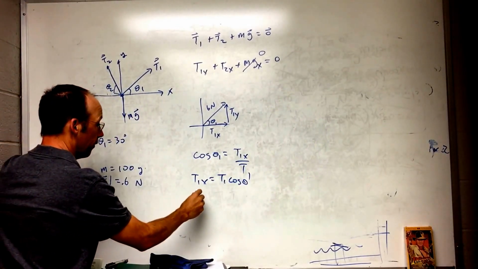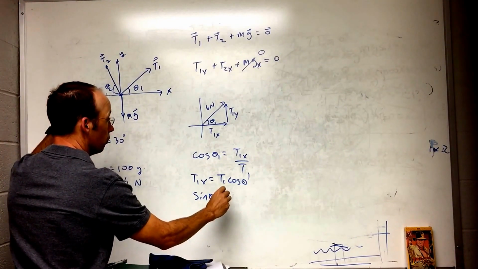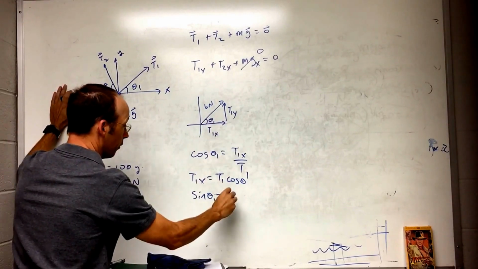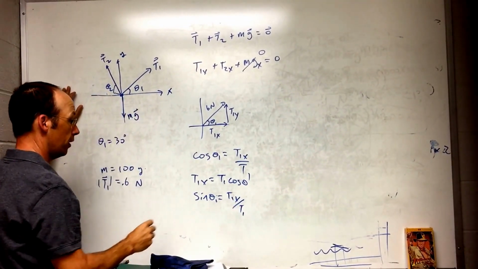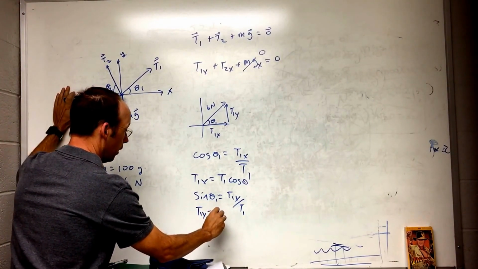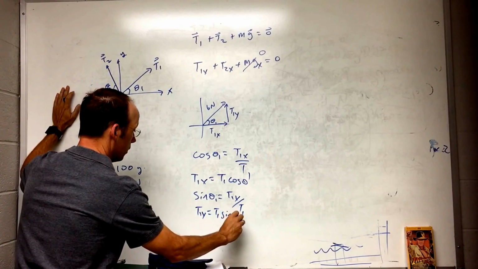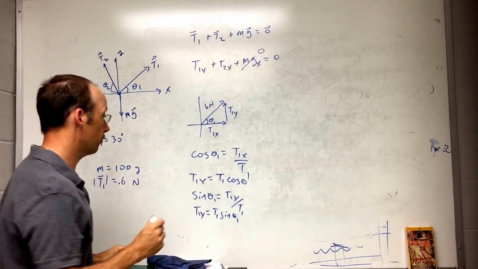I could do the same thing for sine. Sine of theta 1 is equal to opposite over hypotenuse, so that's T1y over T1. So T1y equals T1 sine theta 1. Okay, so now I can just put in my values here. Let's go ahead and do that.